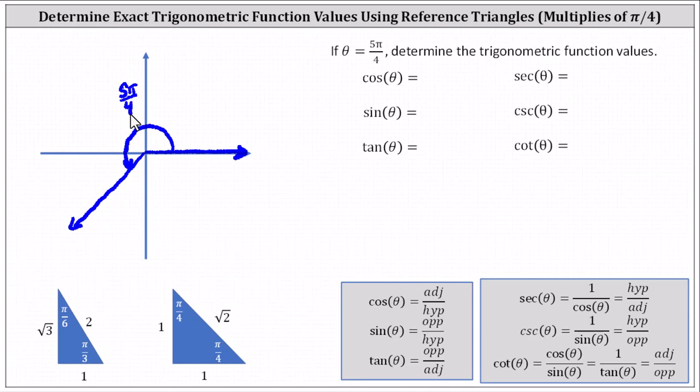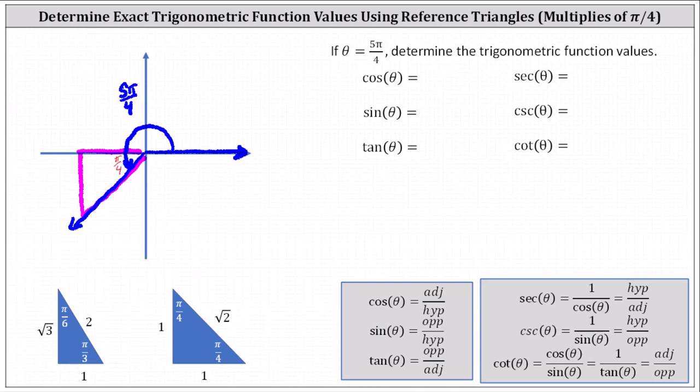Next, we label the reference angle, which is the acute angle formed by the terminal side and the x-axis, which we should recognize is 1/4 pi radians, or pi divided by 4 radians, this acute angle here. Next, we sketch the reference triangle by sketching a vertical segment from the terminal side of the angle to the x-axis, let's say here. This is the reference triangle. And because pi divided by 4 equals 45 degrees, we have a 45, 45, 90 reference triangle.